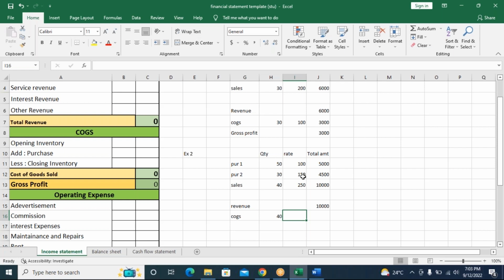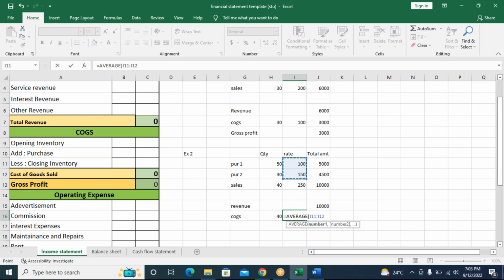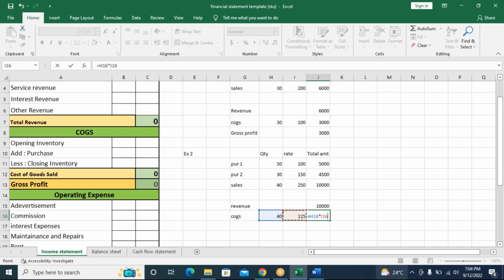So here I'll be taking the average amount. Okay, so I'll take the average of these two. In these two, what is the average amount? That value I am going to take in order to calculate my COGS. So it is equal to 40 into 125. So this is my COGS.